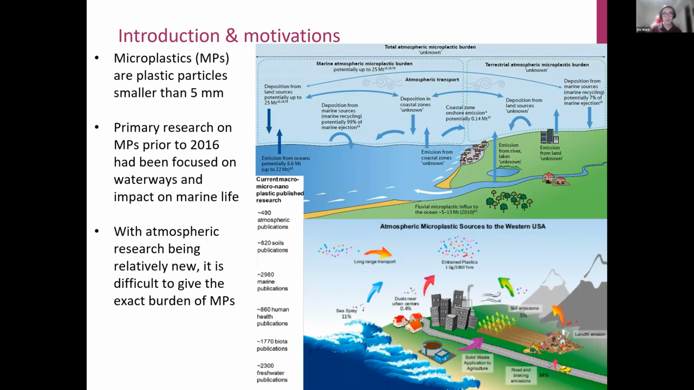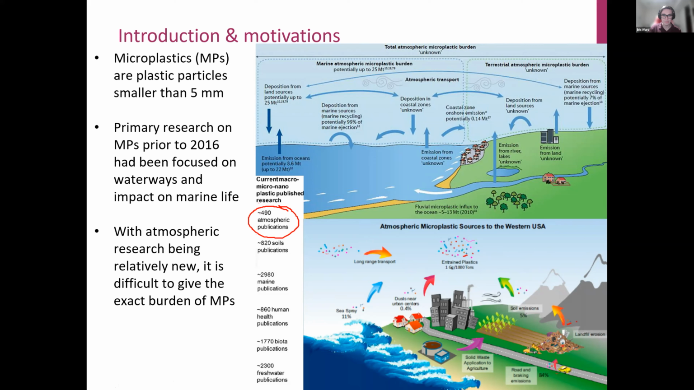Primary research on microplastics has generally been more towards aquatic systems rather than the atmosphere. As you can see from this figure here, there have been just less than 500 atmospheric publications. These numbers were just published in a paper a couple weeks ago, actually. Whereas for marine applications, there are well over 5,000 publications. So it is still a relatively new area.